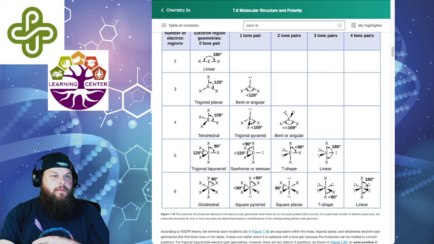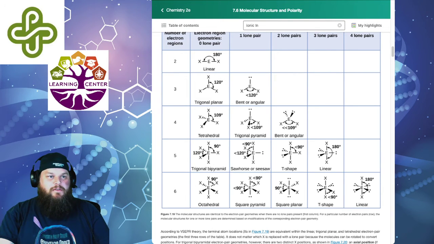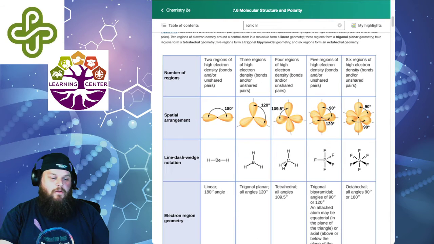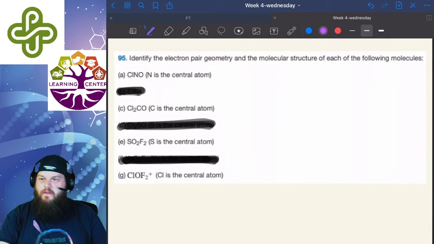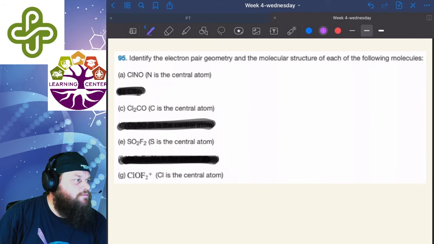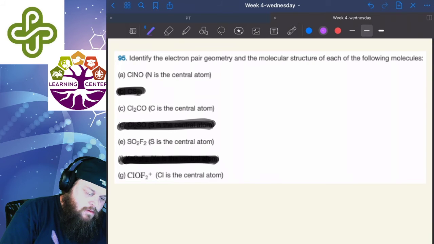Actually, that would be more of an example of 2 lone pairs with 4 regions, tetrahedral turning into a bent. And there's a lot of different examples, so definitely check out these 2 graphs here and here, and we're going to run through a few different questions here on number 95. So jumping back to my iPad. So this first one, ClNO. So that is a tricky one.